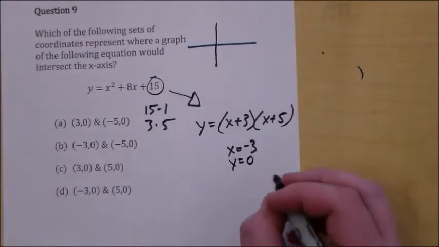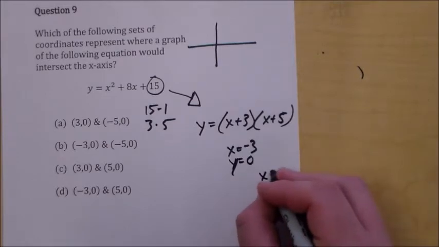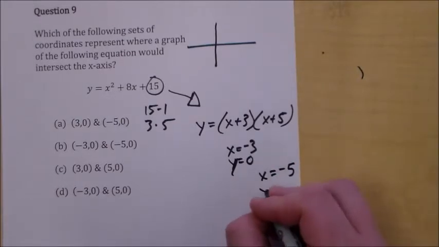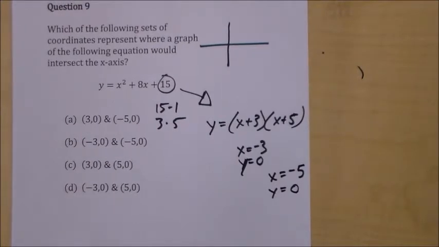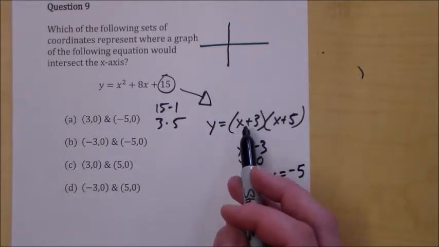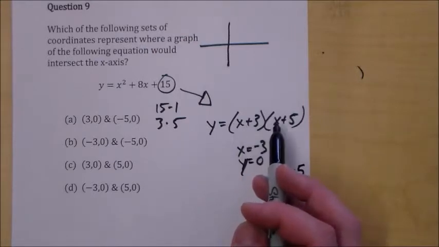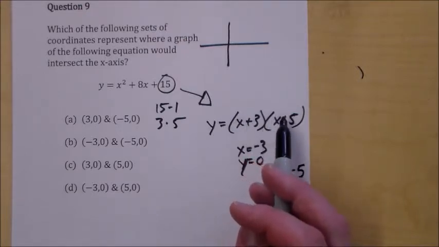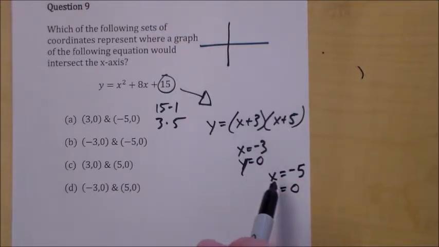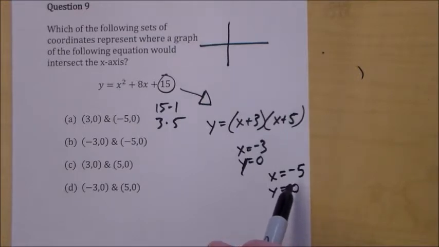Well, also, if you have x equals negative 5, then y is also going to equal 0, right? That's not too shocking right now. Because if you have x equals negative 5 here, negative 5 plus 3 is negative 2, but that's going to be times negative 5 plus 5, which is 0. So negative 2 times 0 is still 0. Anything times 0 is 0. So y equals 0 when x equals negative 5.